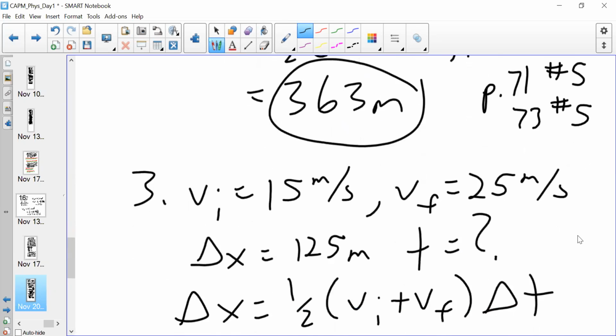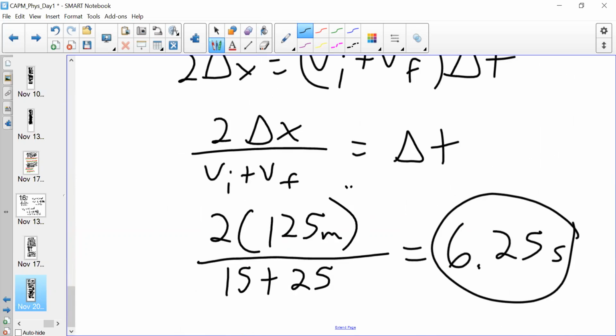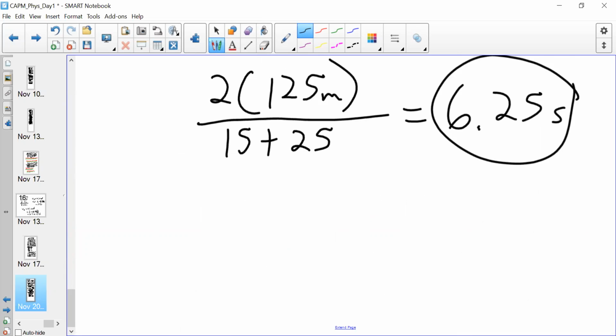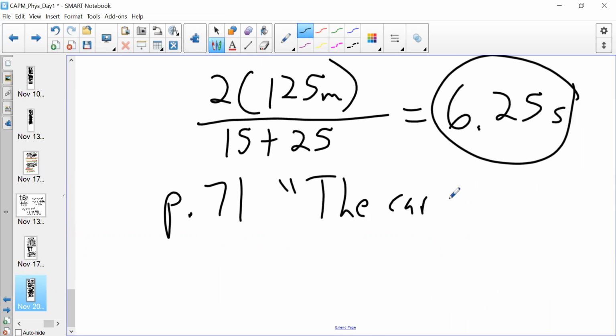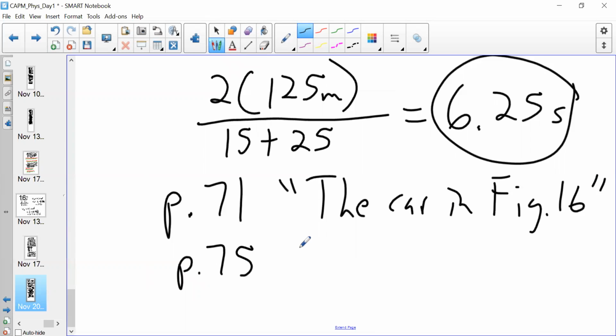Okay, let me rewrite. Write that. So page 71 will be the car in figure 16 problem, and then page 75, the Sunni problem.